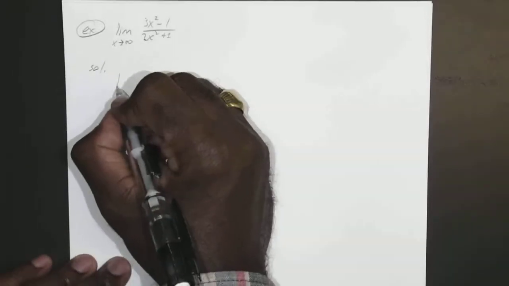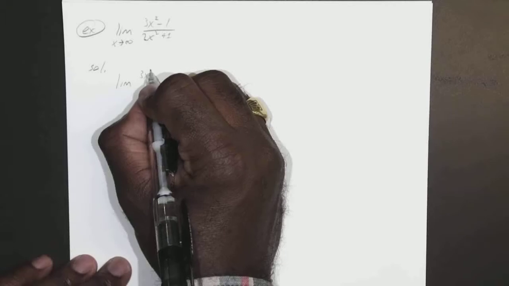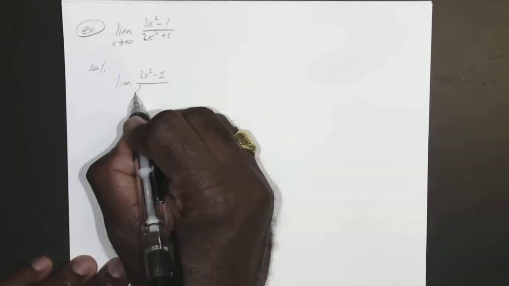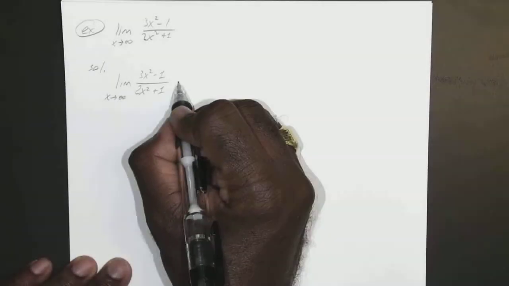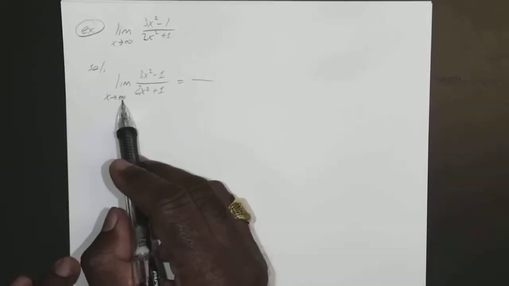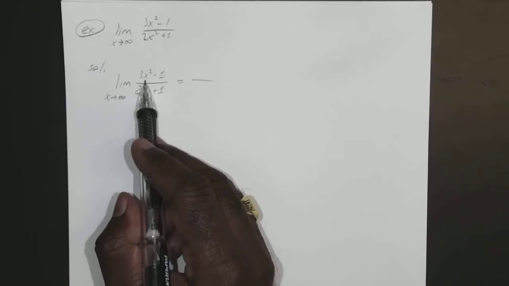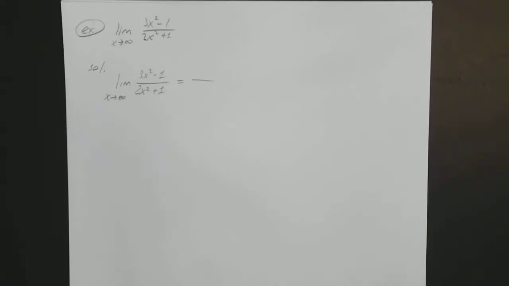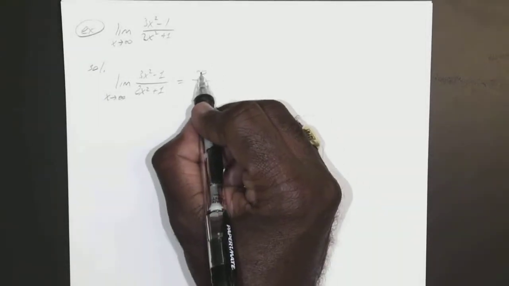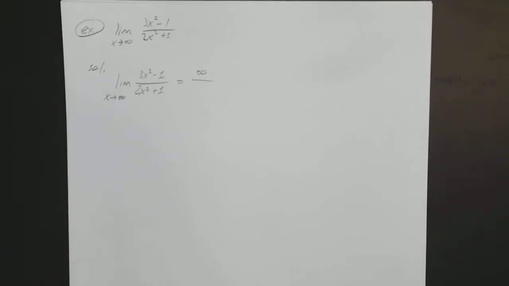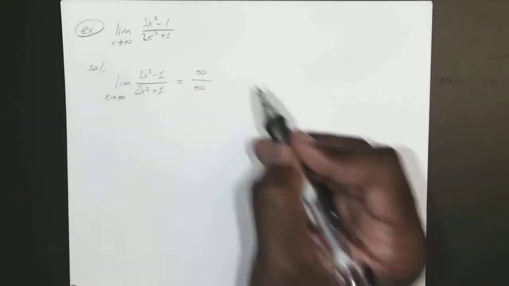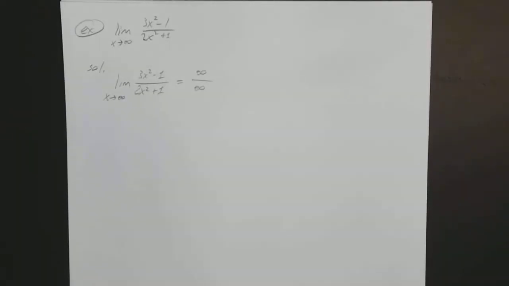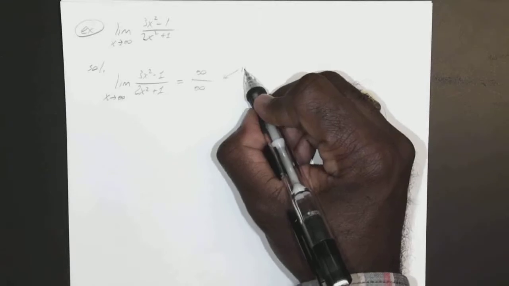All right, so if we have the limit of 3x squared minus 1 over 2x squared plus 1 as x approaches infinity, we know that if we plug in a really big number that's getting bigger and bigger, your numerator is just going to keep getting bigger and bigger. So your numerator is going to approach infinity. Same thing with your denominator. If x just keeps getting bigger and bigger, your denominator is just going to keep getting bigger and bigger. Okay, so we have your indeterminate form.